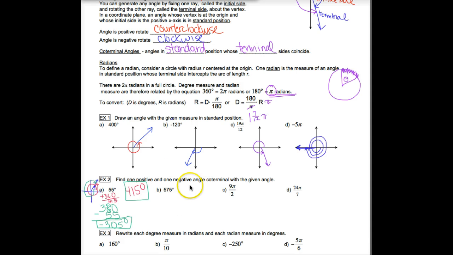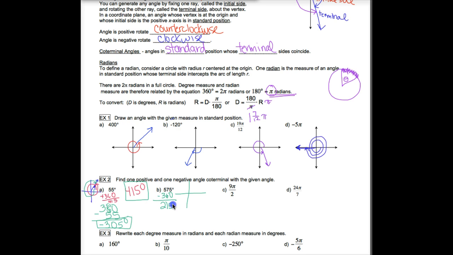All right, B, 575 degrees. So first thing I would probably do here is I would take the 575 because that's obviously bigger than 360. So I would take 575 and I would subtract 360. So if I subtract 360 degrees, that's going to give me still another positive angle.